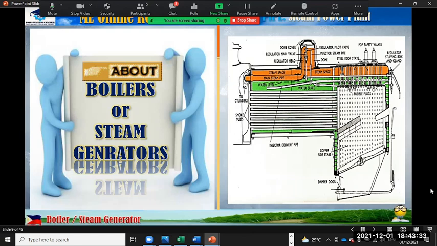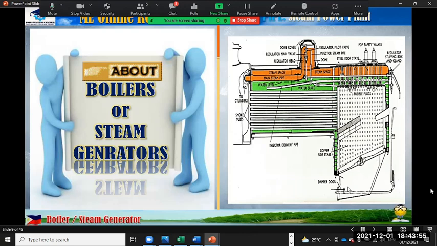It depends on whether we call it a fire tube boiler or a water tube boiler. So, if it's a water tube boiler, inside the tube is water. And then the hot gases will be outside and it's going to heat up the water and transform it into steam. And then once the steam is being produced, it will be delivered towards the steam turbine.